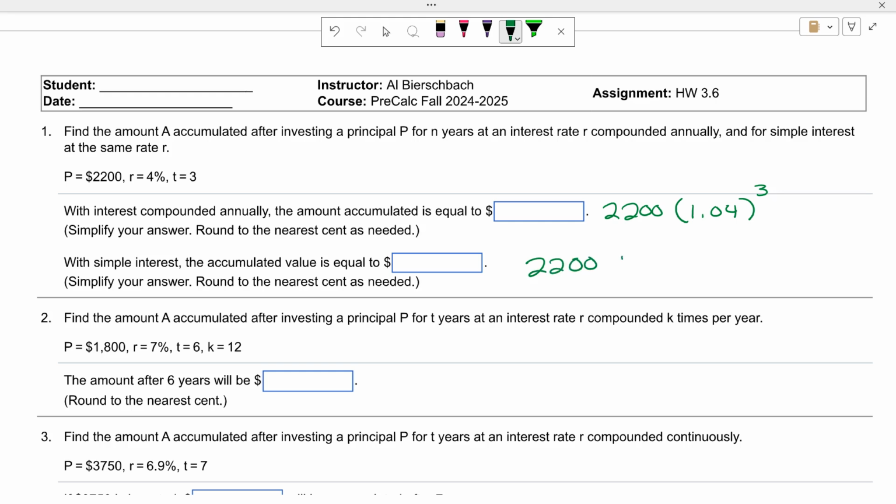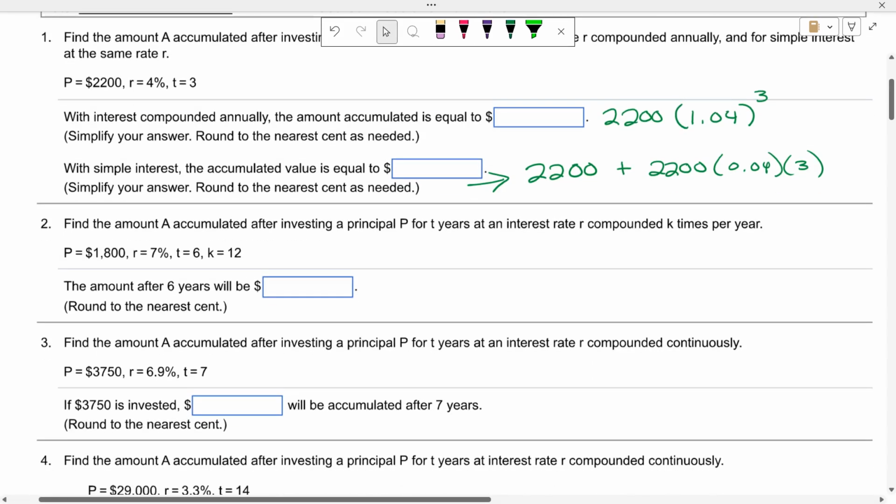$2,200 plus $2,200 times 0.04 times 3. This is the simple interest formula, the amount plus the interest. Interest equals principal times rate times time. Where compound interest once per year is the principal times 1 plus the rate to the time power. Okay, that's how you set up those.